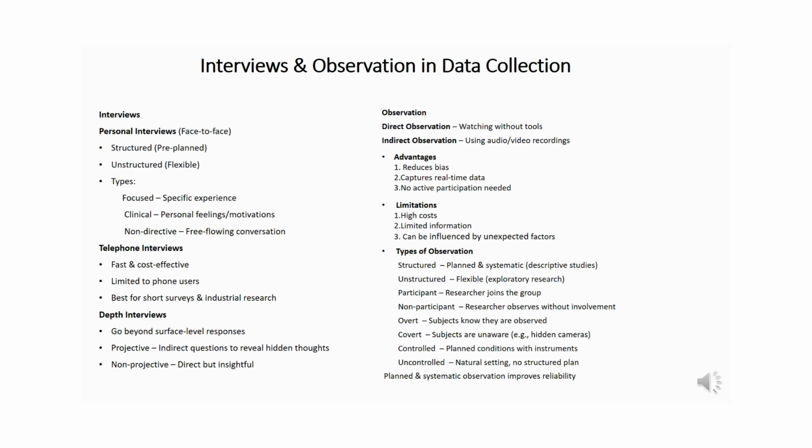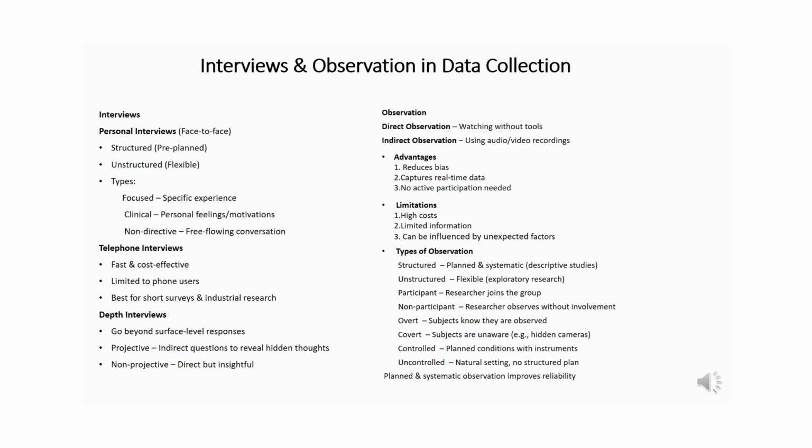This method has several advantages, such as reducing personal bias, capturing real-time actions, and requiring no active participation from the observed subjects. However, it also has limitations, including high costs, limited information, and the possibility of being affected by unexpected factors. There are different types of observation.